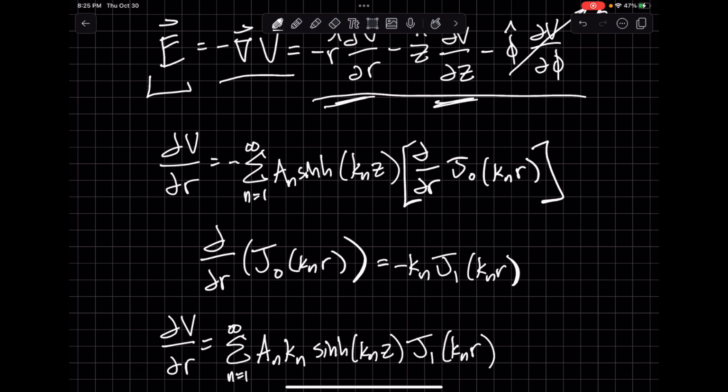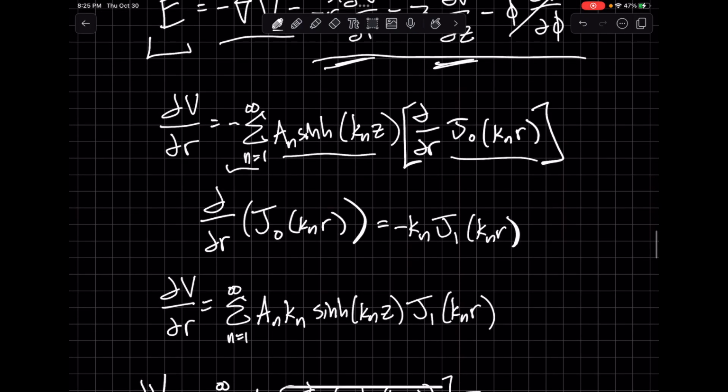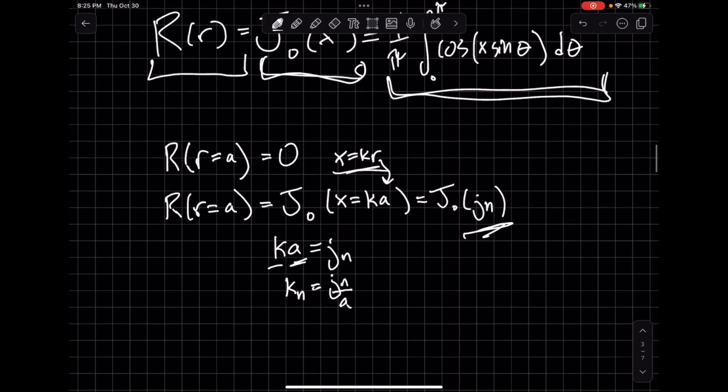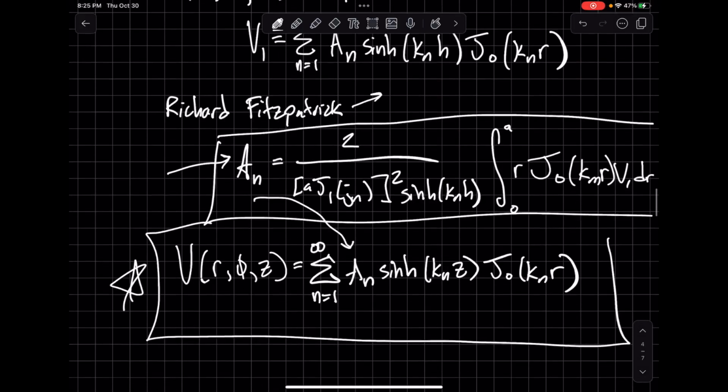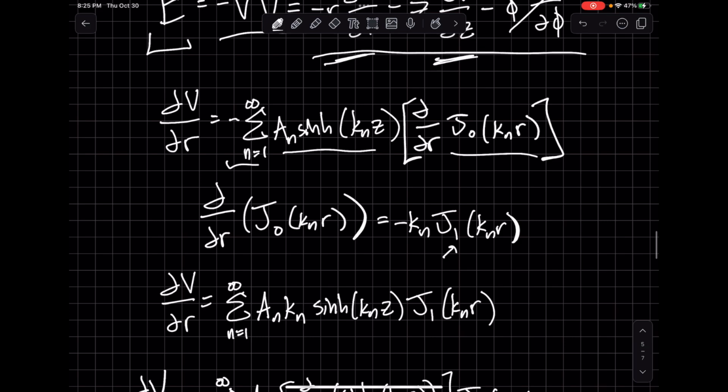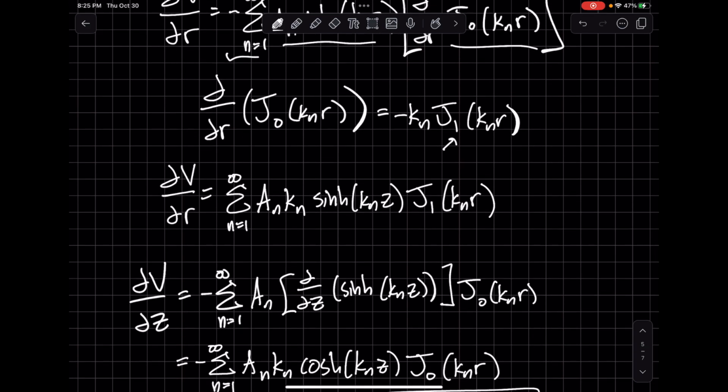So partial v partial r is equal to this sum, and this doesn't depend on r, so this just stays the same. And then we can take the partial with respect to r of J sub 0 k sub n r, and this actually happens to just bump the index up 1. So it becomes J sub 1, which you can see in this graph here. And then this makes partial v partial r equal to this sum here.